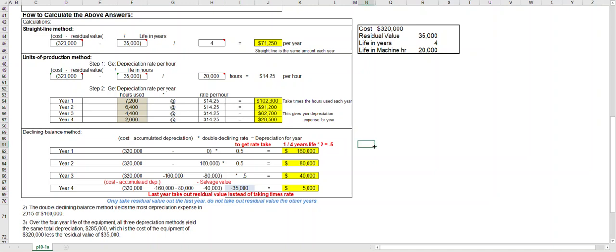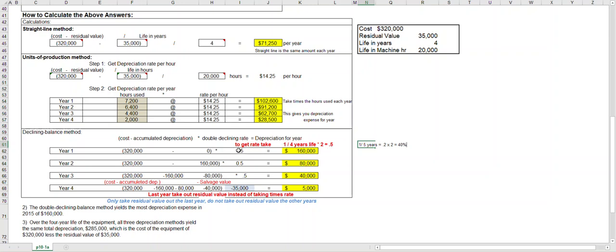For example, I'll do to the side, if it was a 5-year life, you would take 1 divided by 5 years. That would give you 0.2. Double it, and that will give you 40%. So that's all you have to do to get the double declining rate.